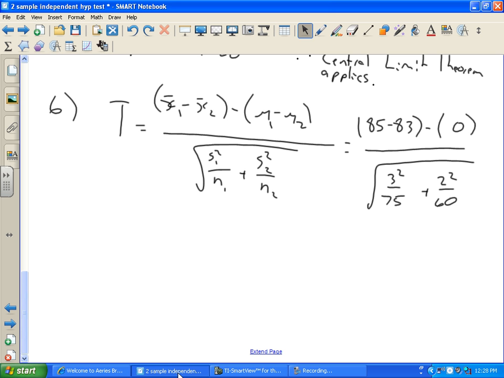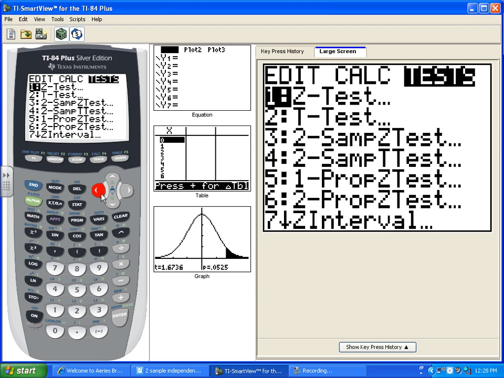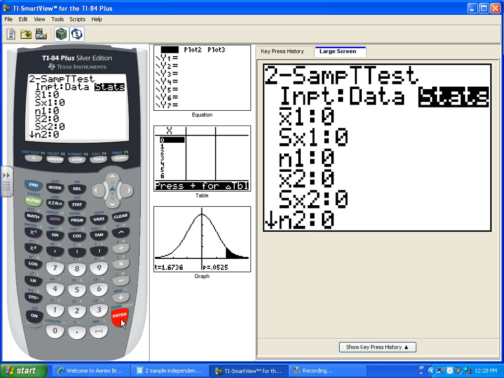Some of you guys already figured out we're going to calc next. Go to your calc. Yes, that's what we're looking for on this one. This is now a 2-sample t-test, so you need to find that. 2-sample t-test is number 4 on my calc. And how do you know the sample was 75 and 60? It says in the context of the problem. It says sample 75 is selected.